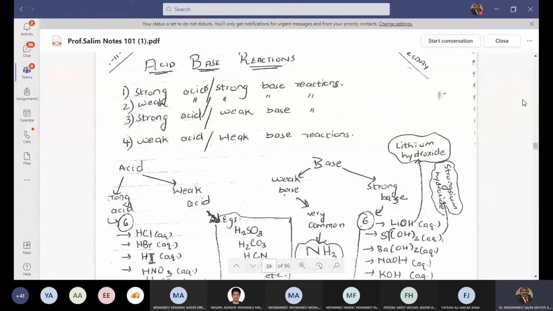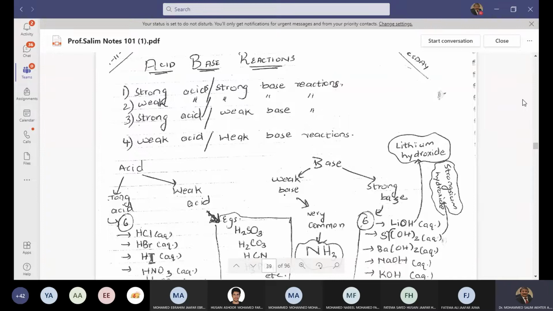Remember, acid is a substance. I also discussed in chapter 2. Acid is a substance that when you dissolve in water, it produces H plus ions. So if it produces H plus ions, we call it acid. If it produces OH ions, we call it base. There are two types of acids, strong acid and weak acids.